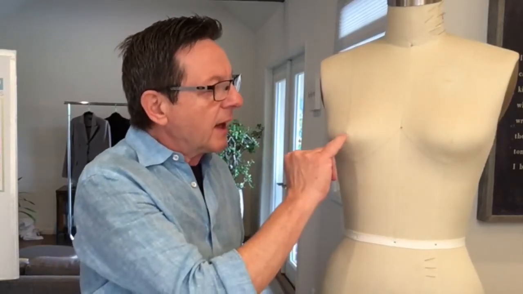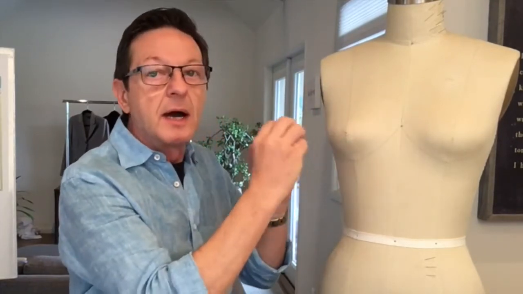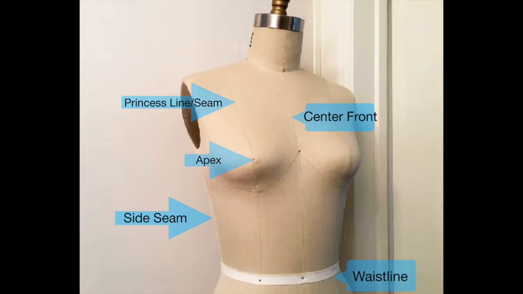And then the center of the bust is called the apex. It's very important to know where the center is because everything comes from the apex. You'll see in the next session how I'm going to show you certain pivoting principles and techniques, and the apex is really important in that.